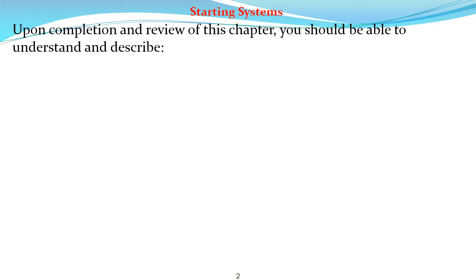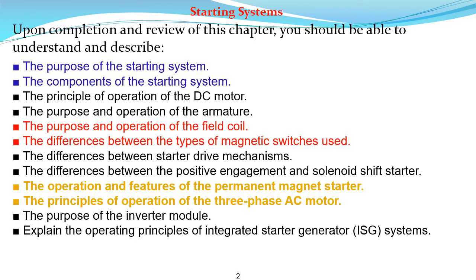Upon completion and review of this chapter, you should be able to understand and describe the purpose of the starting system, the components of the starting system, the principle of operation of the DC motor, the purpose and operation of the armature, the purpose and operation of the field coil, the differences between the types of magnetic switches used in the starting system, the differences between starter drive mechanisms, positive engagement and solenoid shift starters, the operation and features of the permanent magnet starter, the principles of operation of the three-phase AC motor, the purpose of the inverter module, and explain the operation and principles of the integrated starter generator, ISG, system.